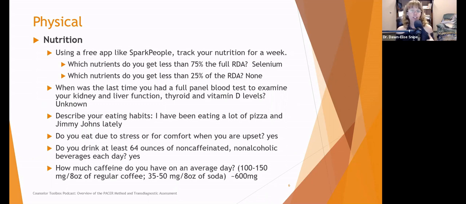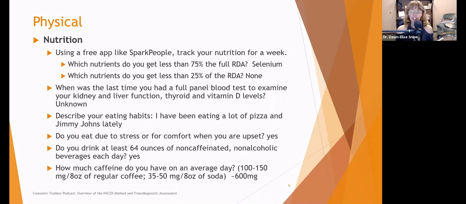When was the last time she had a full panel blood test? She doesn't remember. She's like, I don't know. At 18, doctors are not generally doing a full panel blood test on you every single year. That's when you start getting older. So that's not surprising to me.